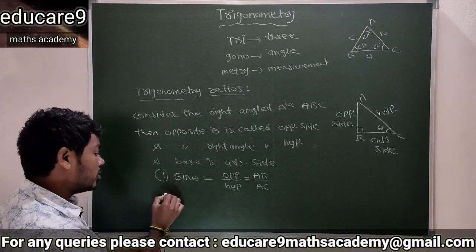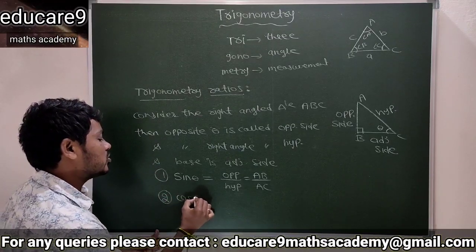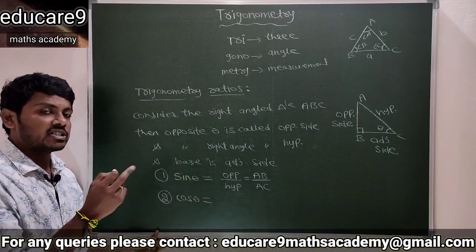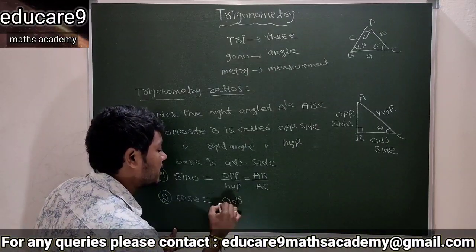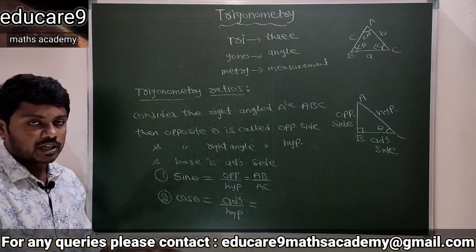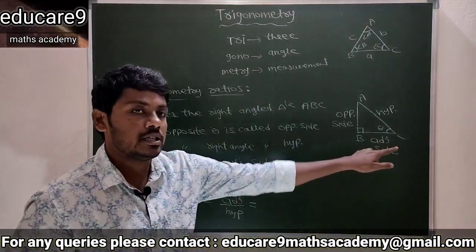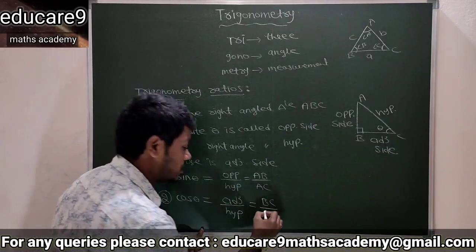And the second one, the cosine of the angle, simply cos theta. Here cos theta is defined as adjacent side divided by hypotenuse. But what is the adjacent side? That is BC, and the hypotenuse is AC.